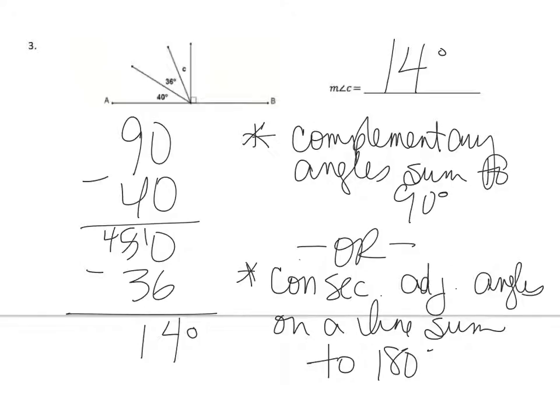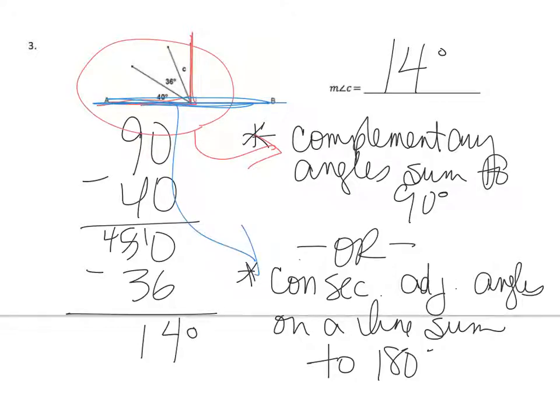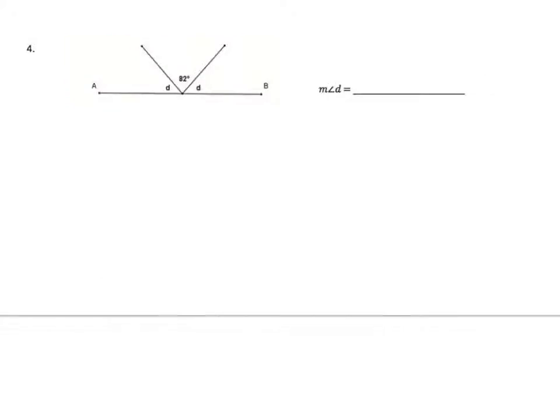Okay, there you go. I gave 2 reasons. The first reason, I noticed that this right here is a 90 degree angle. Therefore, this right here is also a 90 degree angle. So I just either made those complementary, or I've got the straight line here and consecutive adjacent angles on a line sum to 180. Okay, go ahead and push pause.